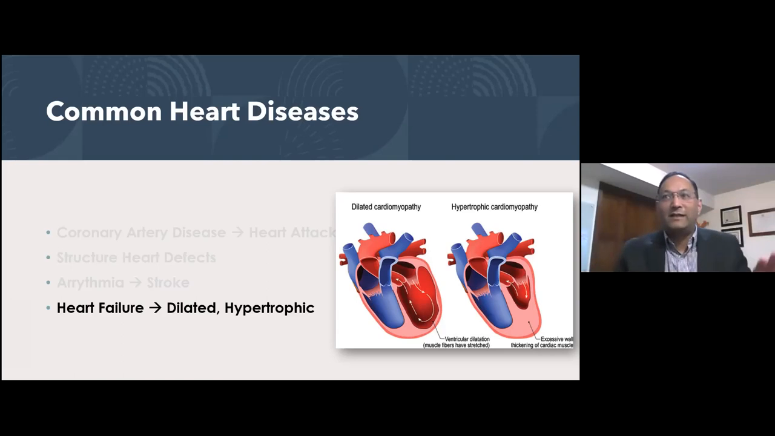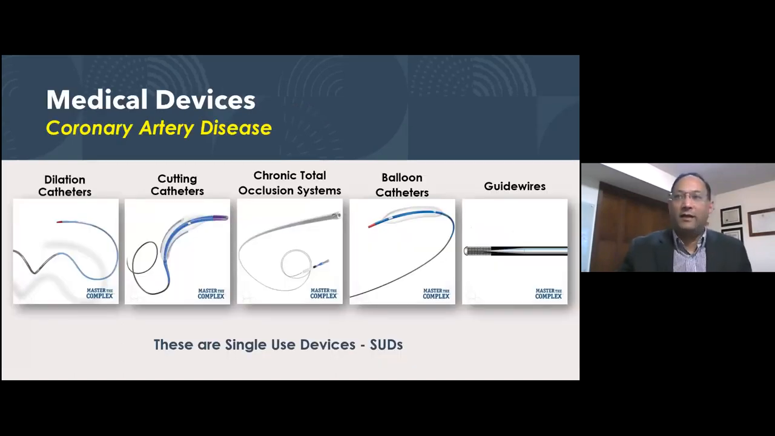So that's, in a sense, a very high-level view of what the common heart diseases are. I'm almost oversimplifying it, but it hopefully gives you an overall picture without going too much into the detail. Now let's talk about the different devices to treat these diseases. I'll go through the four different types of diseases and then talk about them.